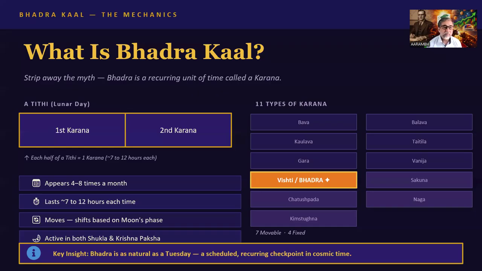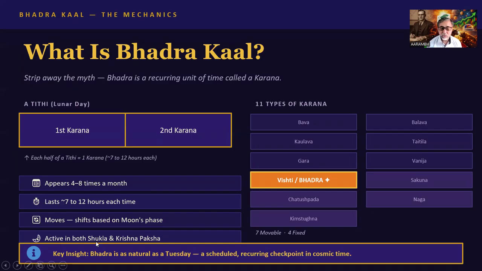What is Bhadrakal? Strip away the myth. Bhadra is a recurring unit of time called Karana. The first Karana, second Karana, each Tithi, lunar day, has a first Karana and second Karana. It appears 4 to 8 times in a month, lasts 7 to 12 hours each time, shifts based on the moon phase, and is active in both Shukla and Krishna Paksha.